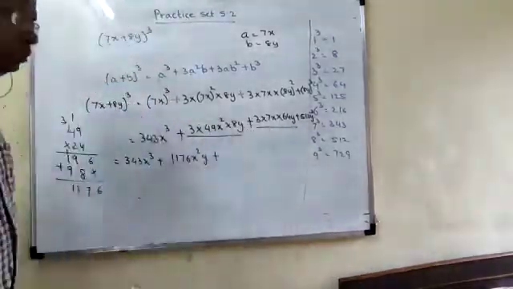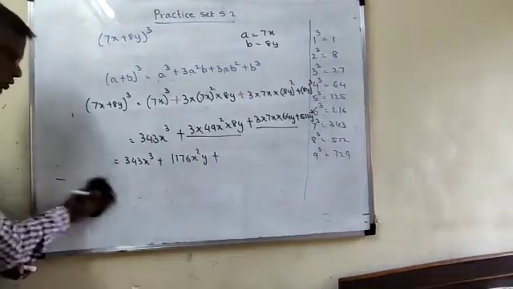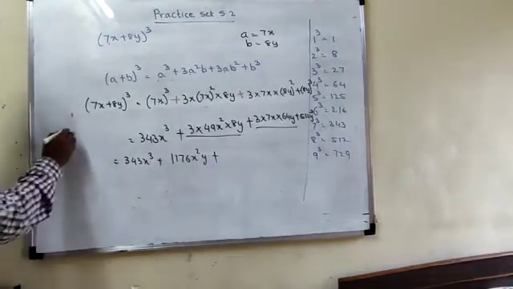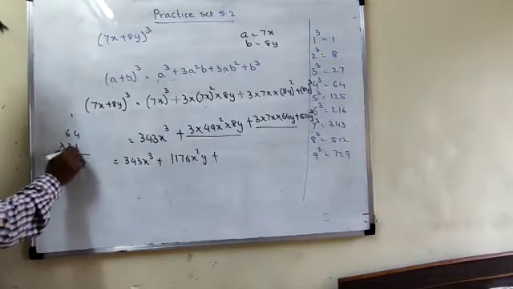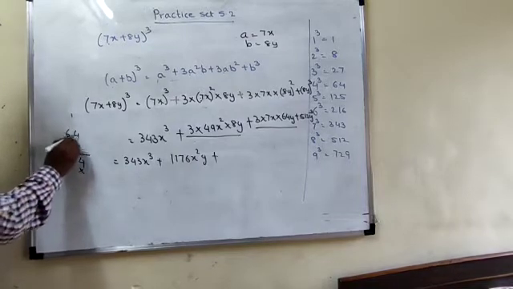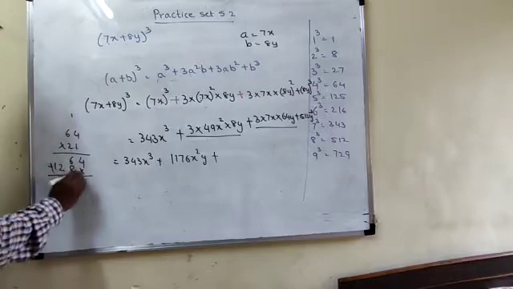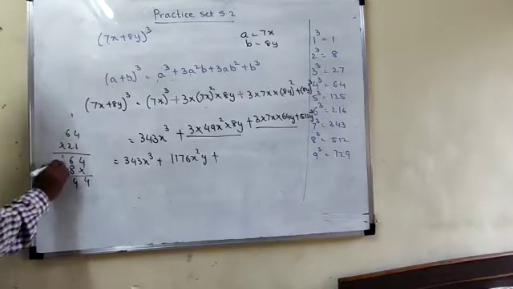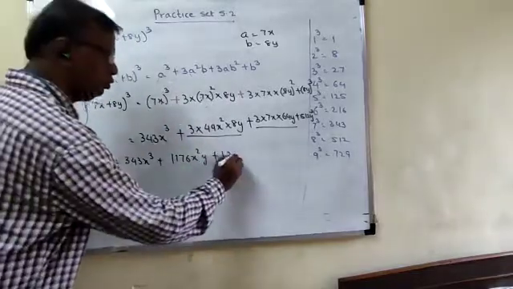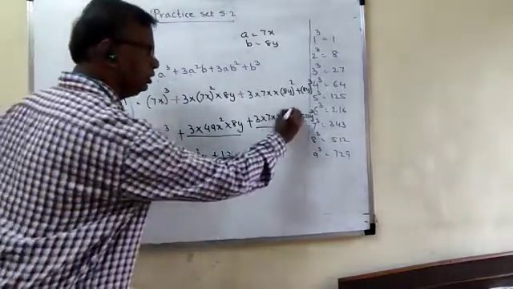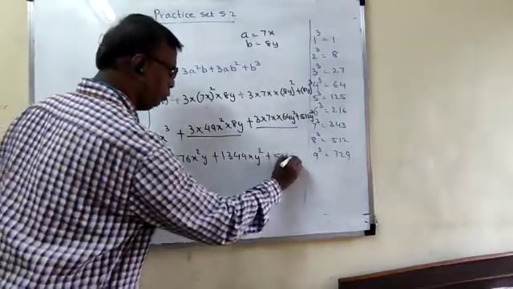3 7s are 21. 21 into 64. 1 4s are 4. 1 6s are 6. 2 4s are 8. 2 6s are 12. Add, that is 4, 14, 1, 3, 1. So 1344 x y square, sorry, y square plus 512 y cube.